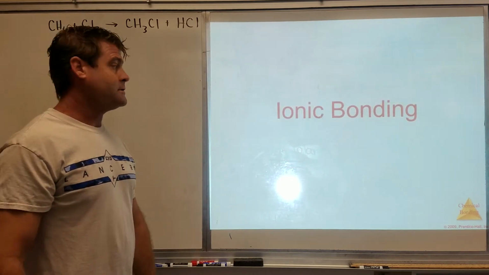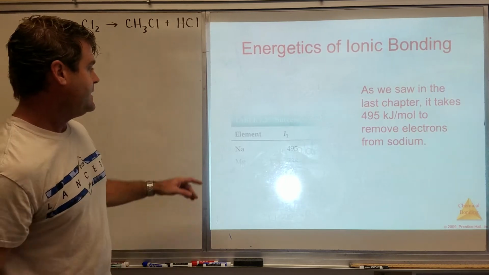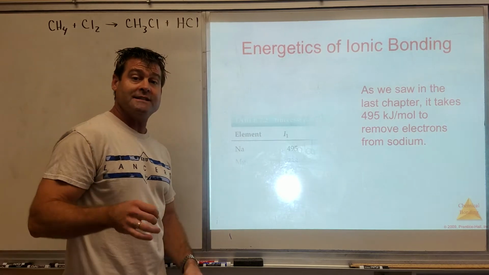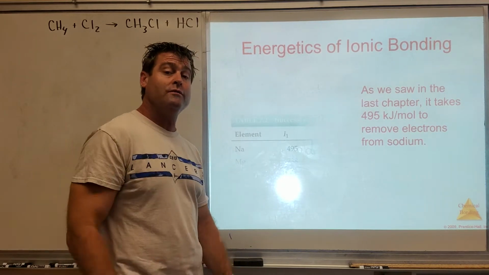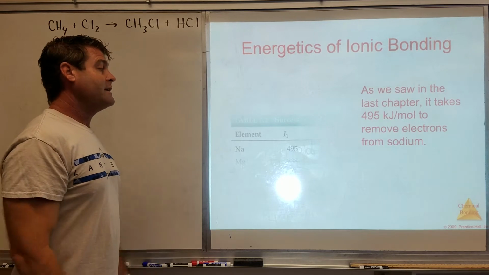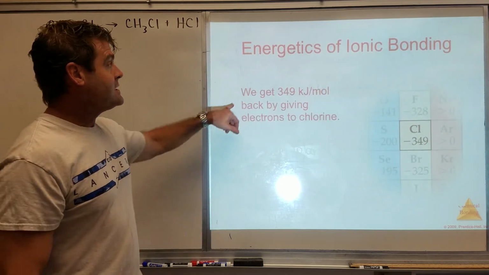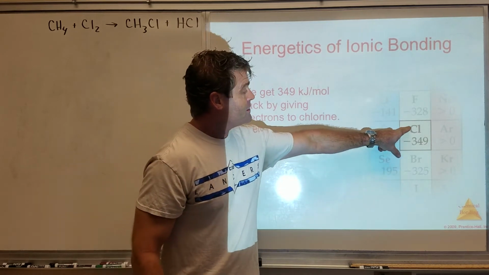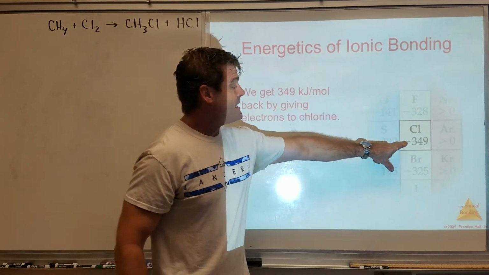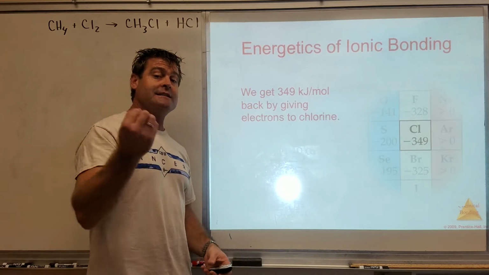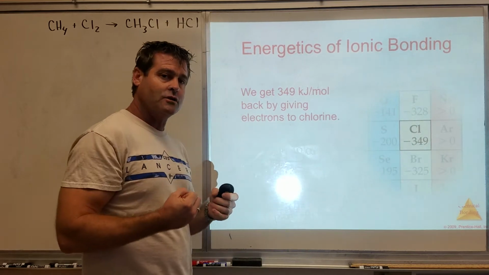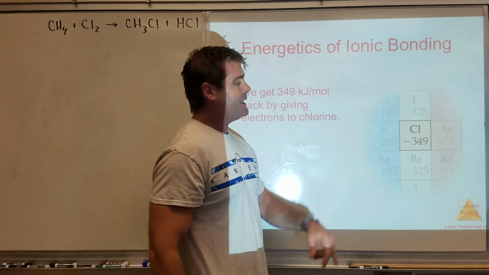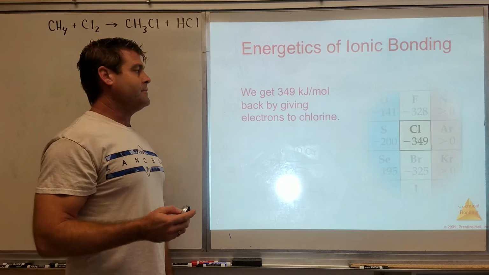Okay, ionic bonding first, metal, nonmetal. So you guys can see, remember there's an ionization energy, and sodium has an ionization energy of 495. That means it takes 495 kilojoules of energy to remove electrons from 1 mole of sodium atoms. When we talk about electronegativity or electron affinity, notice the nonmetals on the right side of the periodic table have negative values. Remember, that's the tendency to attract electrons. When a chlorine atom attracts an electron, it tends to give off energy, and therefore that would be indicated with a negative enthalpy.